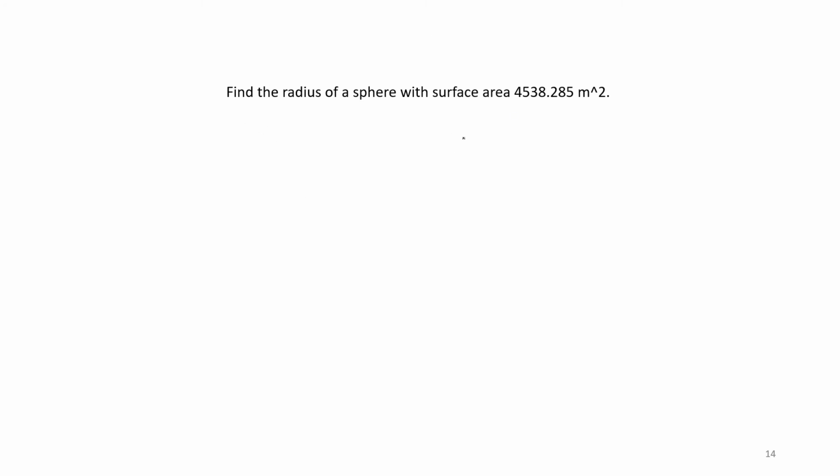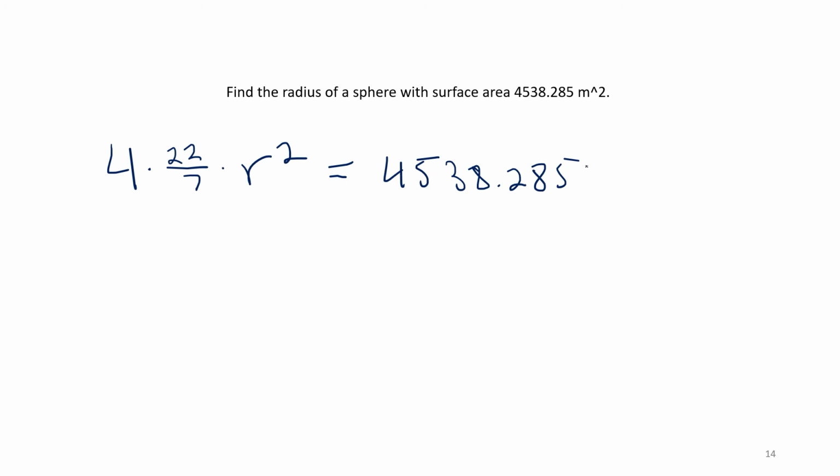Find the radius of a sphere with surface area that meters squared. So we just saw that our equation for the surface area is 4 pi, which we have to do 22/7 for, r squared. And we know it equals 4,538.285. And this one, I will not nsolve for because it's quicker to divide this by 4 and then multiply it times 7/22. When you divide a fraction out of something, you have to flip it.